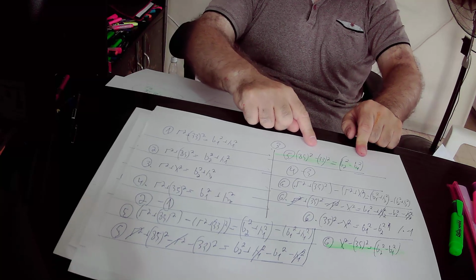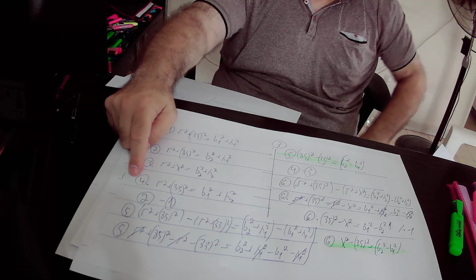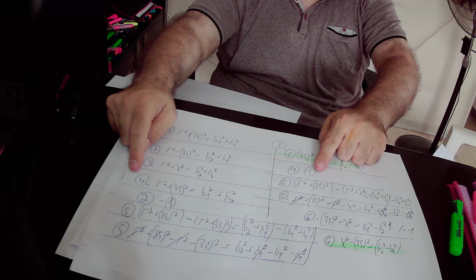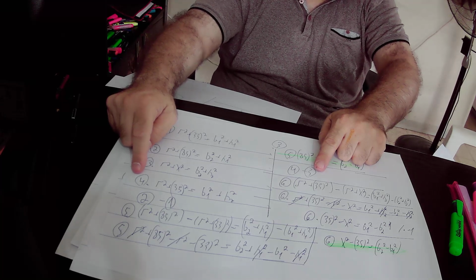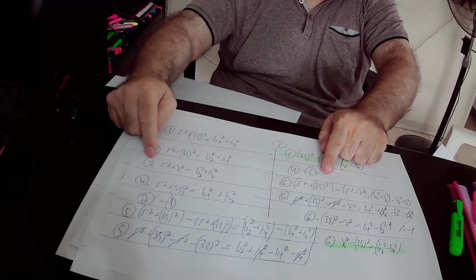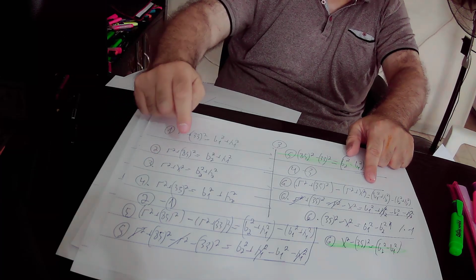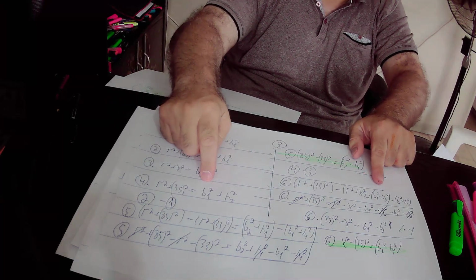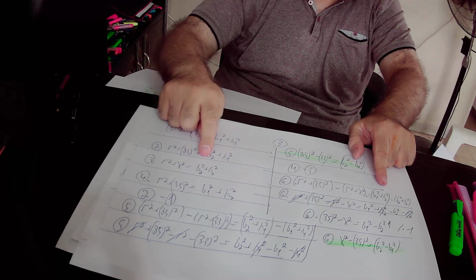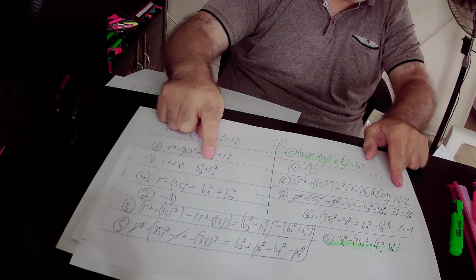Then we subtracted equation number 3 from equation number 4. So equation number 4 is r square plus 35 square, minus equation number 3, minus r square plus x square. That is equal to equation number 4, which is B1 square plus H2 square, minus equation number 3, that is minus B2 square plus H2 square.